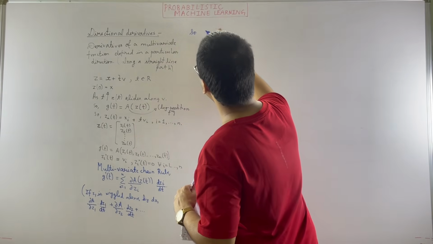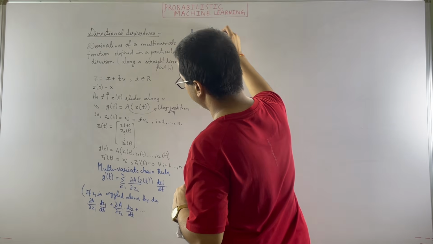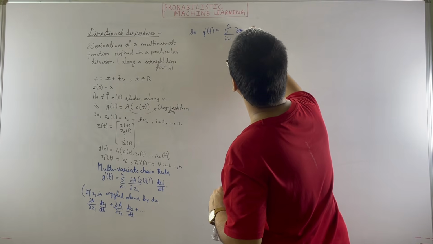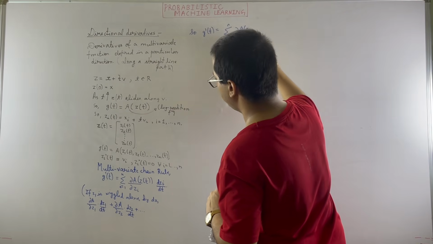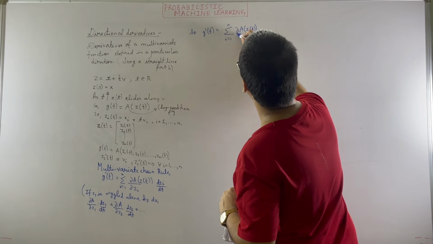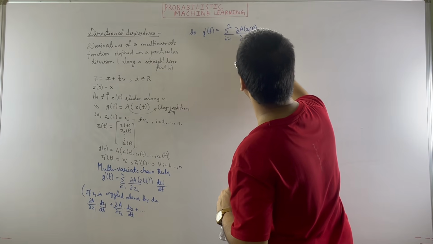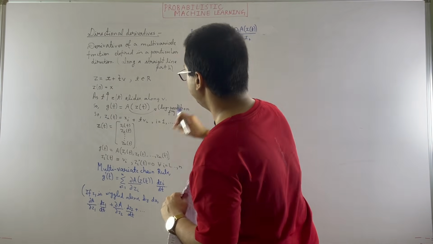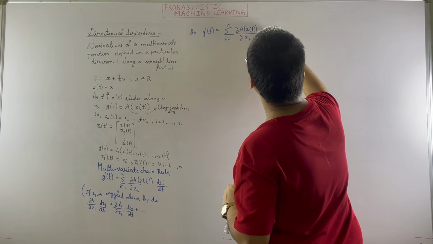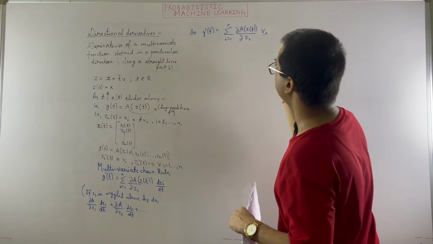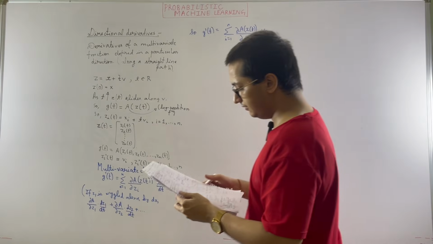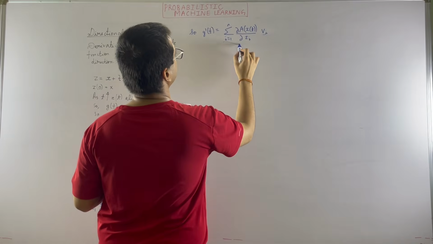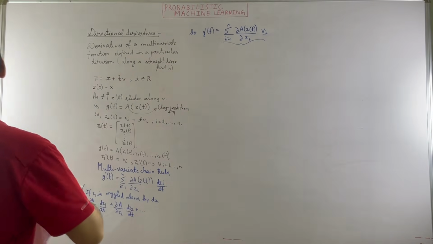So what do I get? g dash of t is equal to dou A of z of t by dou zi into dzi by dt, which is vi. This is zi dash, which is vi. Clear? Now you see, how can I write this summation? If I had to write this summation, how can I write it?